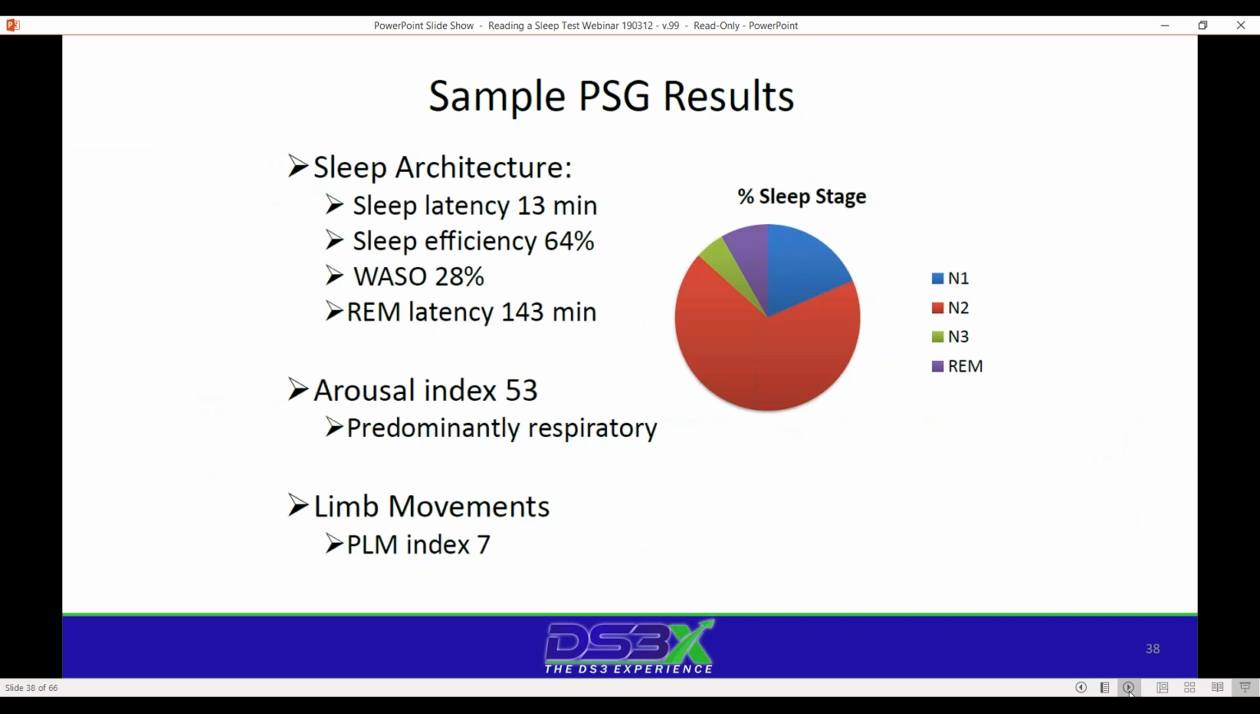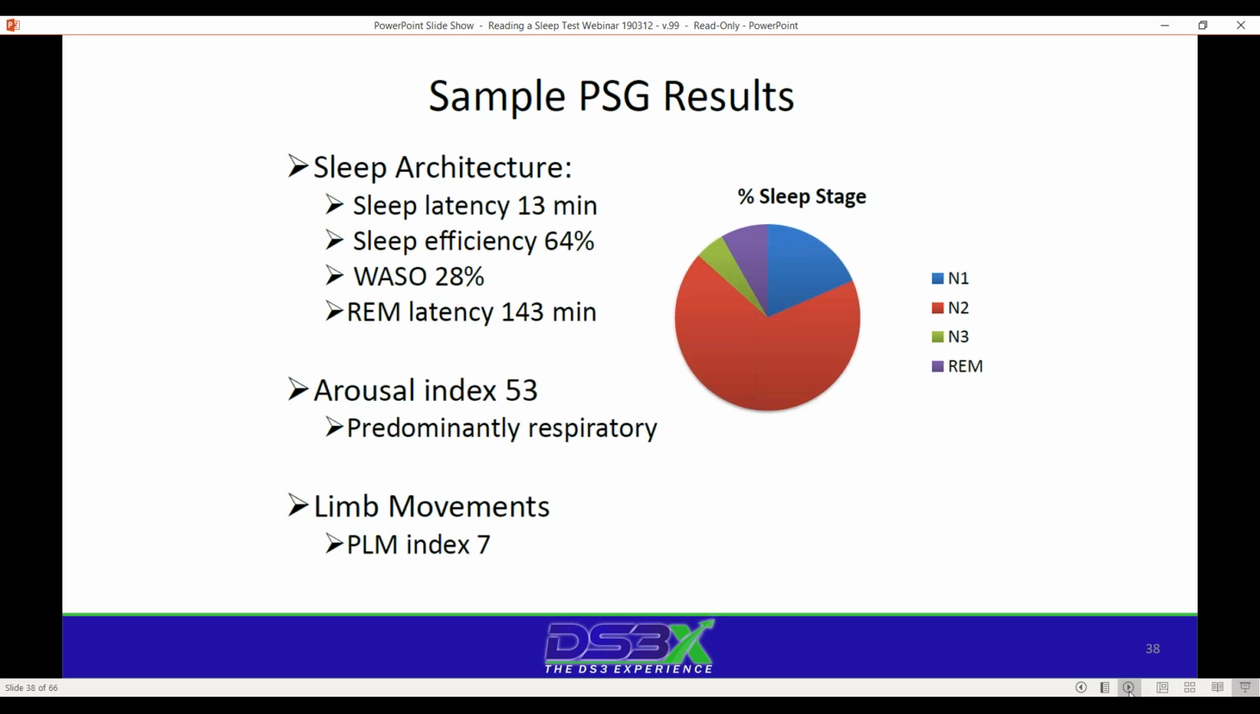So sleep architecture, we can look at different percentages of this. But what we're looking for is the latency, the efficiency, the wake after sleep onset, arousal index, and limb moves. So it's just kind of an example.